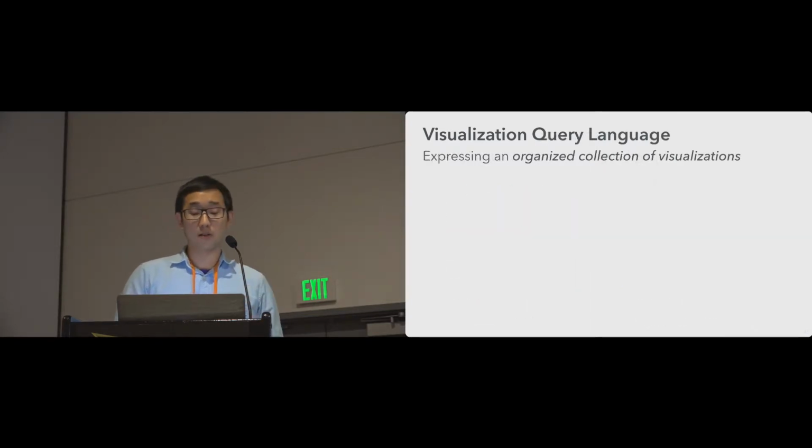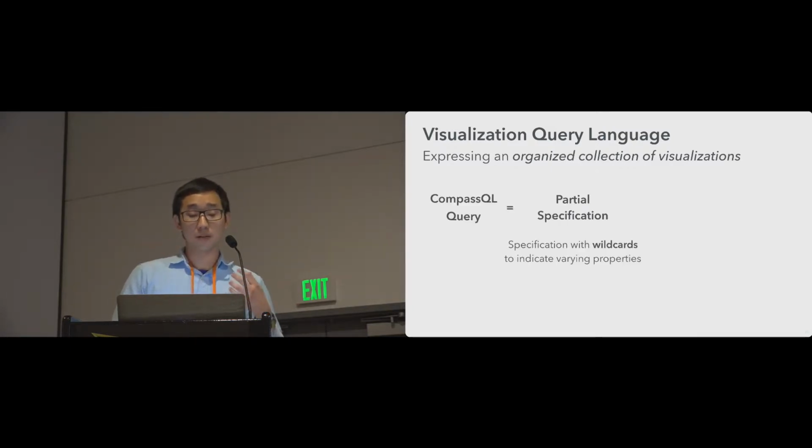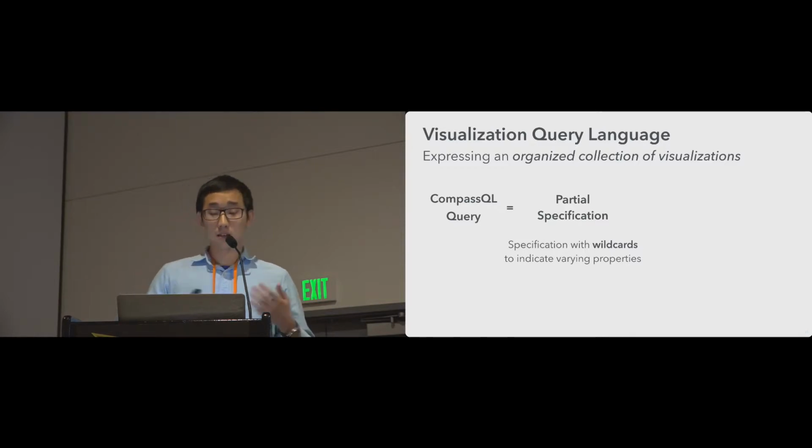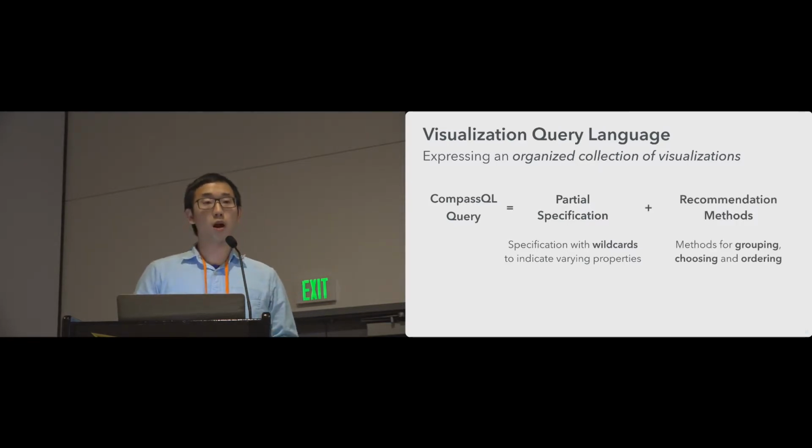To support specification and recommendation in Voyager 2, CompassQL is a generalization of the Vega-Lite grammar to describe an organized collection of charts. A query in CompassQL has two main components. First, the partial specification has a structure similar to Vega-Lite, but can contain wildcards to indicate varying properties of a visualization collection. As this collection may have redundant charts, a query also describes a recommendation method to group redundant views, choose top exemplars in each group, and order the list of recommendations.